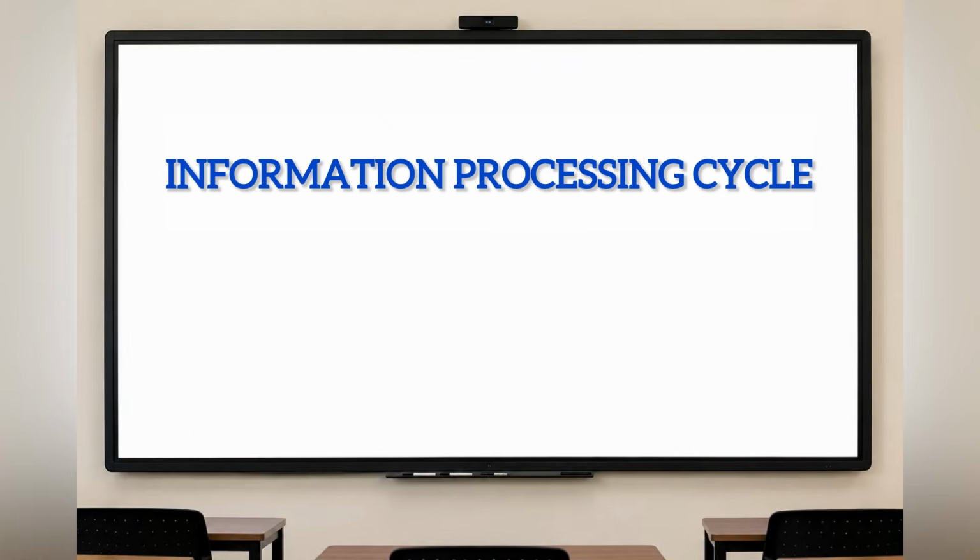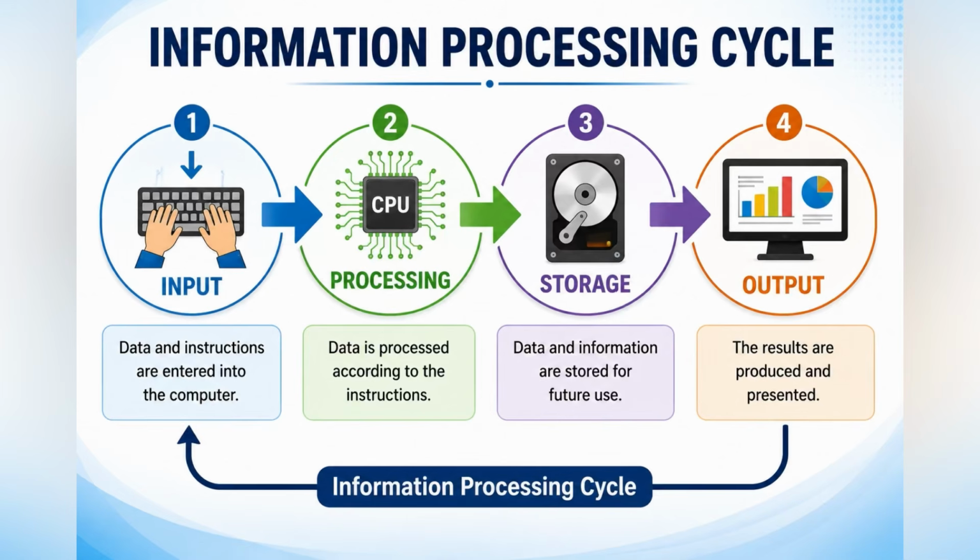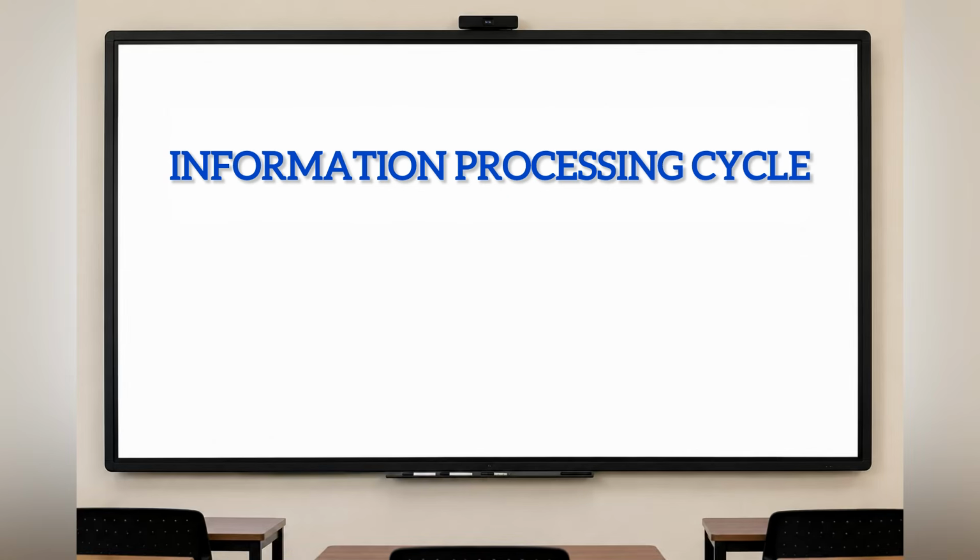Now, let's see how these functions work together in sequence. Think about using a calculator. First, you enter numbers, that's input. The calculator performs calculations, that's processing. It may temporarily keep the numbers in memory, that's storage. Finally, it displays the answer on the screen, that's output. This same process happens in everyday computer systems. Whenever a computer receives data, processes it, stores it, and produces output, it is following what we call the information processing cycle.